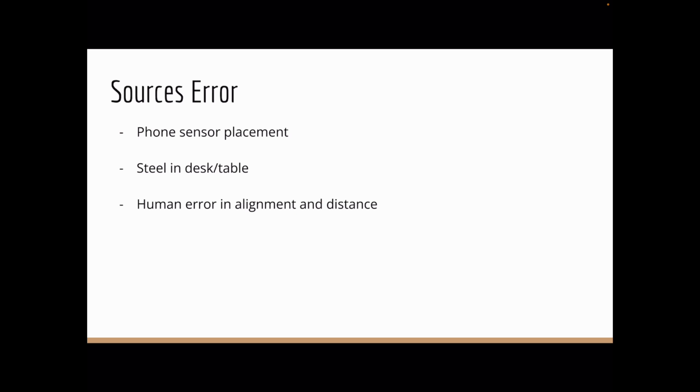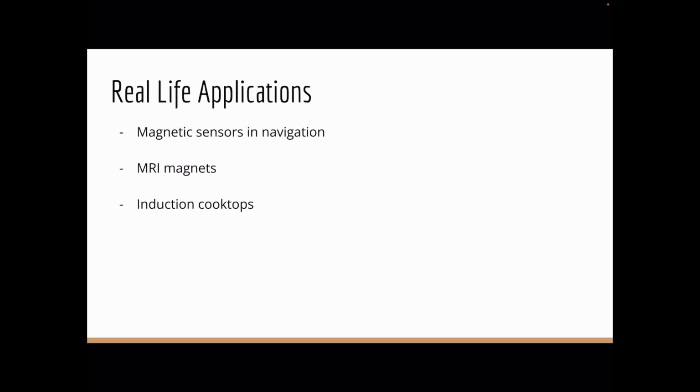Some sources of error include inaccurate alignment, nearby steel objects, and misreading sensor location. Fluctuations in the environment or phone movement during measurements could also affect the results. Magnetic dipoles like this are found in magnetic sensors, electric motors, and even Earth's magnetic field. The concepts we studied in this lab relate to many engineering and physics systems, including MRI machines and compasses.